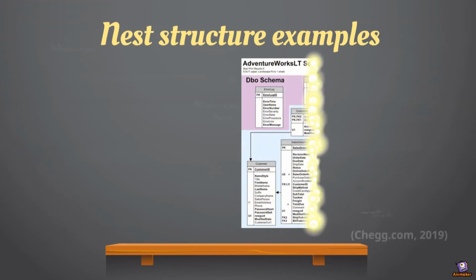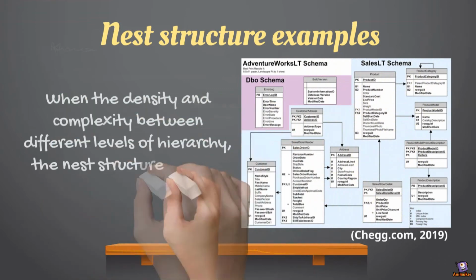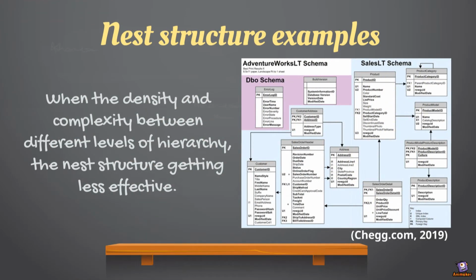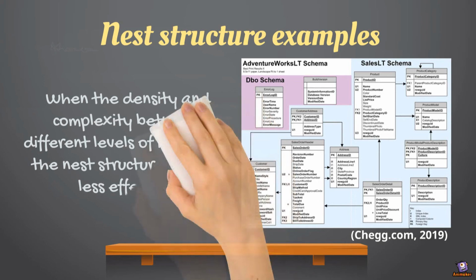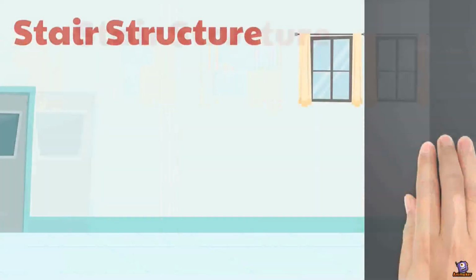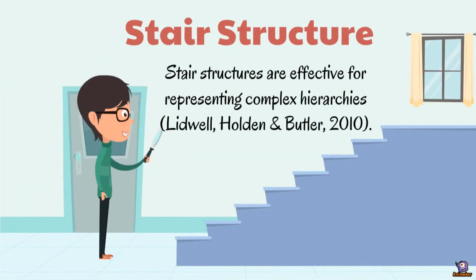The other example of nest structure is the relational database map view. When the density and complexity between different levels of hierarchy increase, the nest structure gets less effective. The last structure is the stair structure. The book Universal Principles of Design said stair structures are effective for representing complex hierarchies.